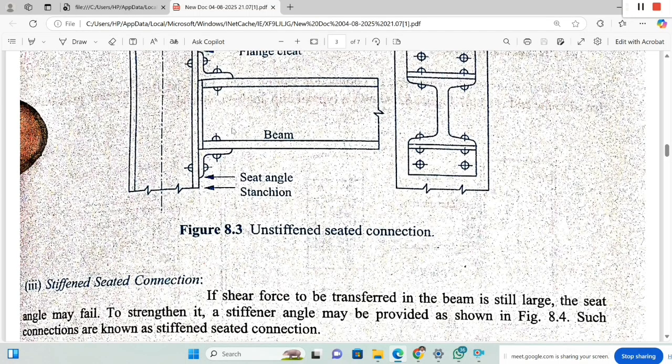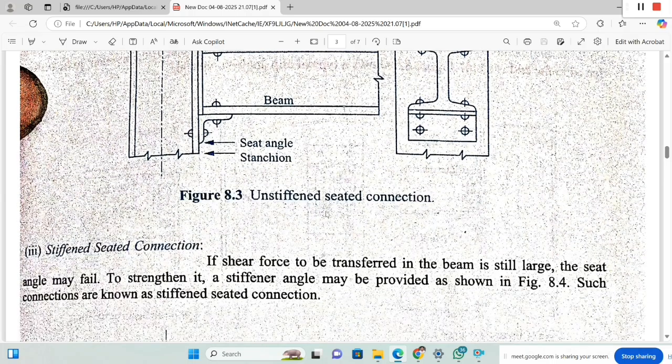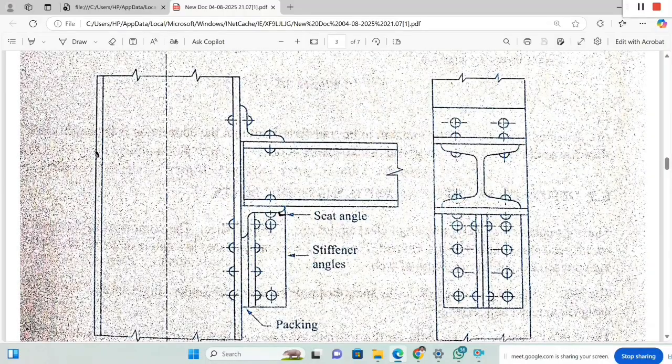The seat angle is bolted to the flange of the beam and the flange of the column. If the transfer of shear force is much more and these cleat angles may not be able to resist the occurring shear force, then we will go for the stiffened seated connection. That is, vertical support to the seat angle is provided by means of another two angles. These two angles, or the required number of bolts, are provided.